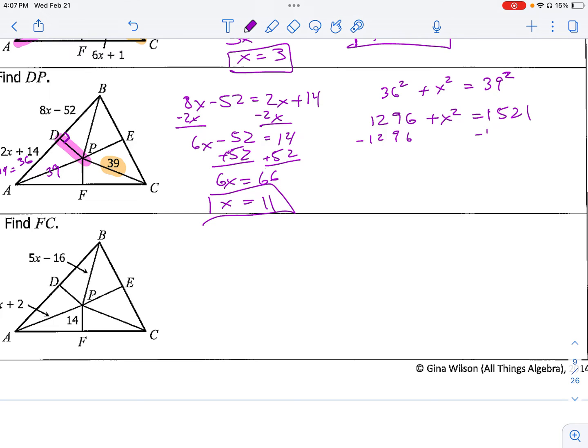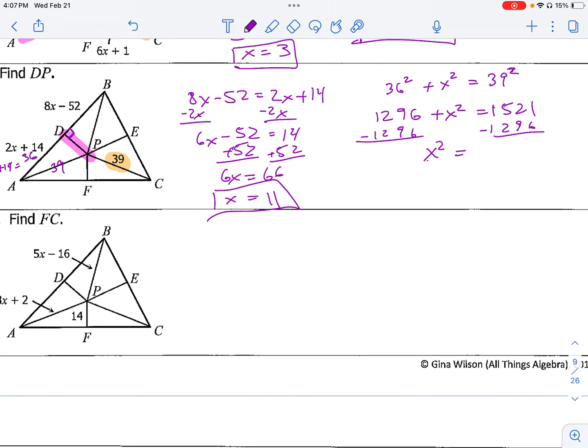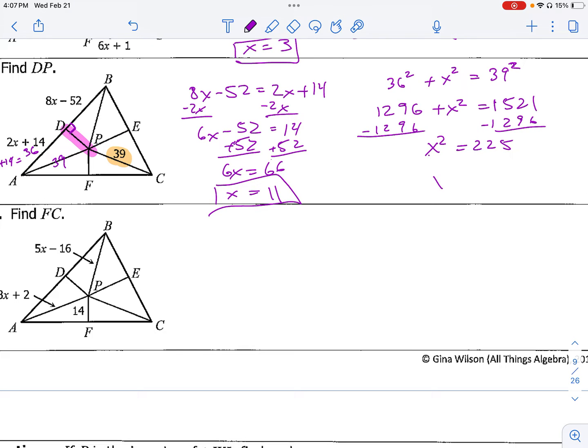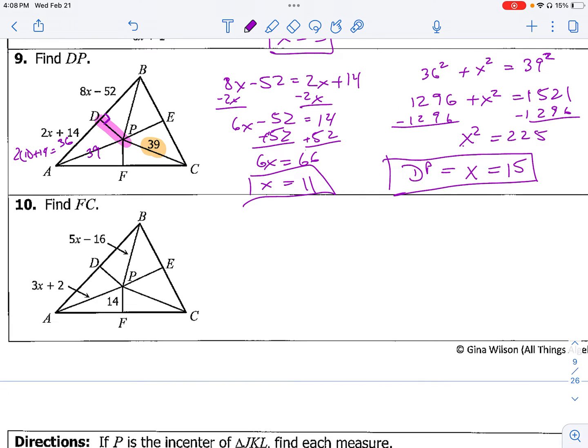We get the x by itself because we always do the same thing. 225. 225 happens to be a perfect square. So DP, so x equals 15. So DP equals x, which equals 15. Not the best way to write it, but we'll go with it. Try number 10, then come back. We'll work through it and see how you did.